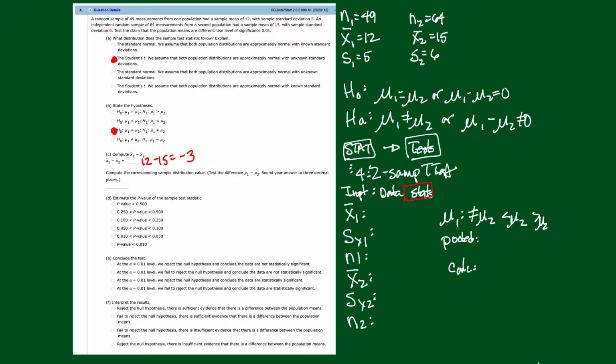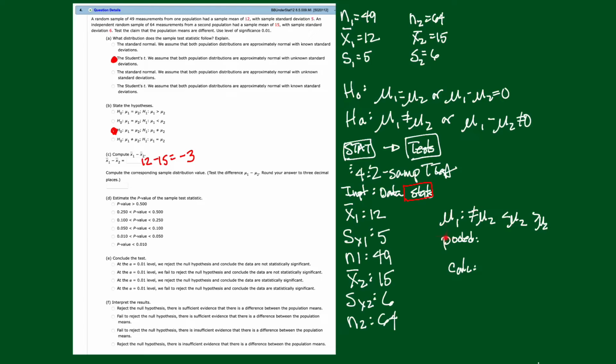Now for x1, what's our first x1 bar? Maybe it's 12, right? It doesn't matter which one you use. We'll use 12. That sample standard deviation is 5, and the sample size is 49. Now, for population 2, the mean is 15, standard deviation is 6, and the sample size is 64.